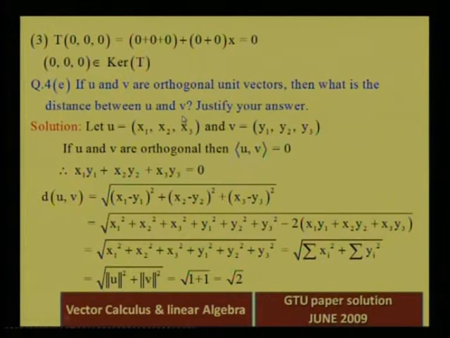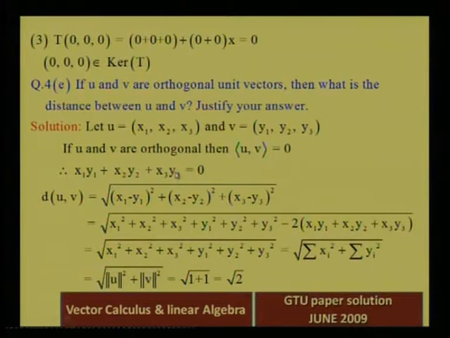If u and v are orthogonal unit vectors, then what is the distance between u and v? Justify your answer. So for our convenience, we are taking two vectors of R3. Let u is equal to x1, x2, x3 and v is equal to y1, y2, y3. Now because u and v are orthogonal, that means what? Inner product of u with v is equal to 0.